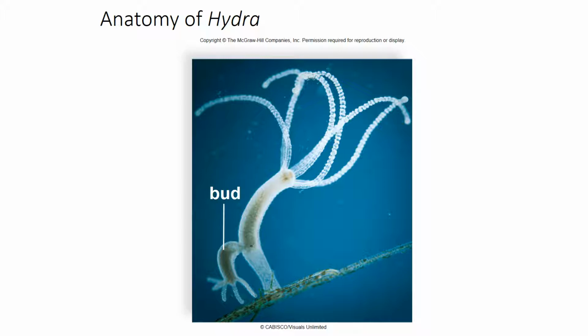Here's what a hydra looks like. Now, when conditions are favorable, hydras will reproduce asexually, or they'll make buds like that and then pinch themselves off. They can pinch off and live independently. And then they can also sexually reproduce by the ovaries or testes in the body wall.